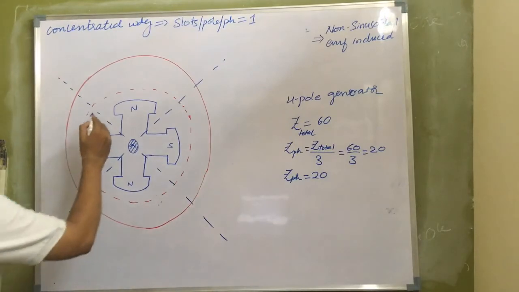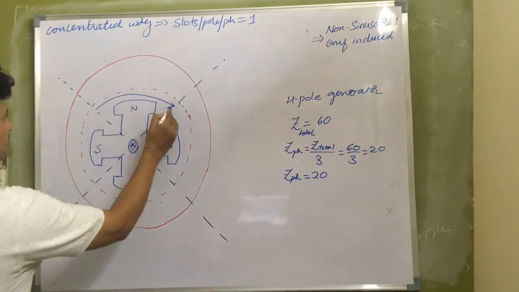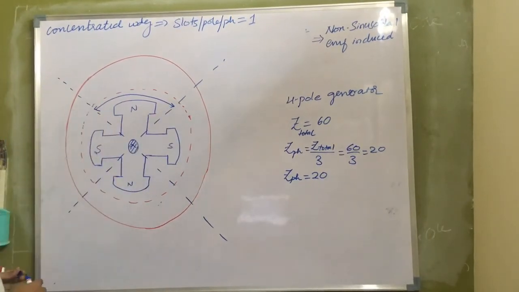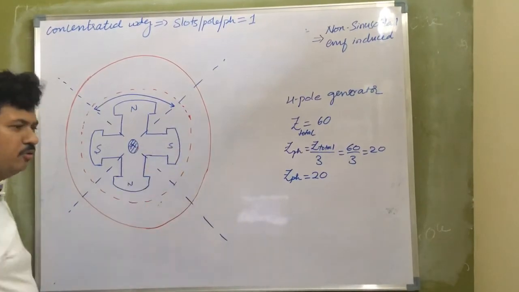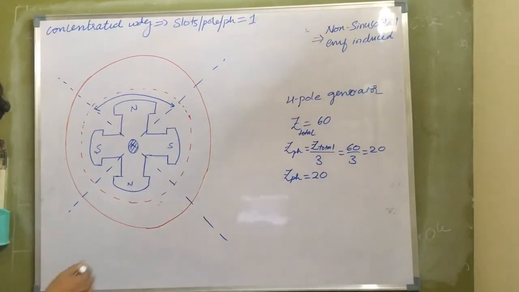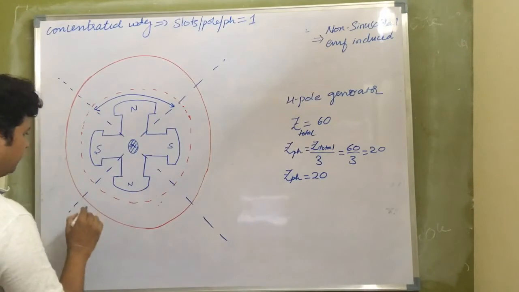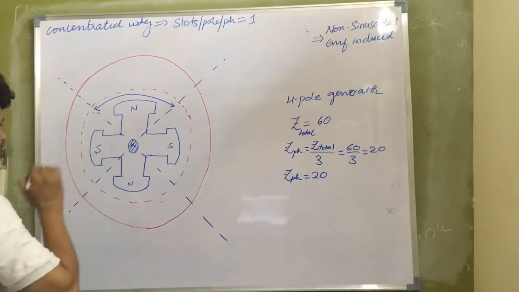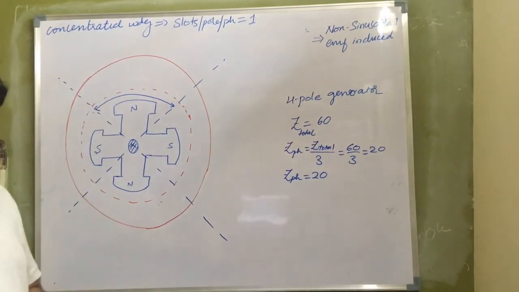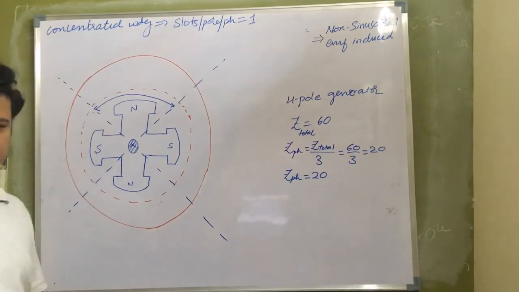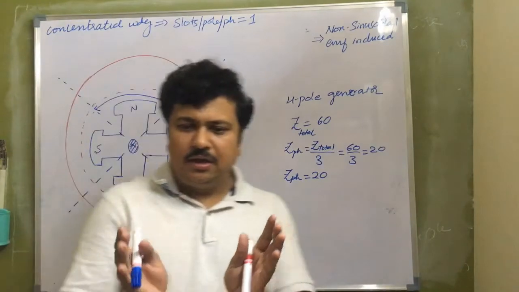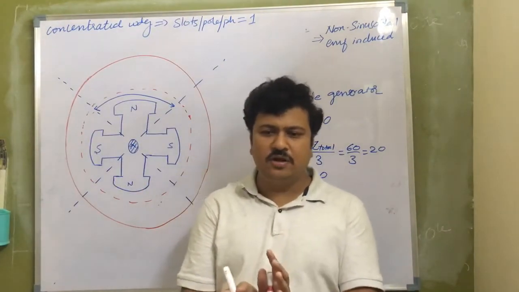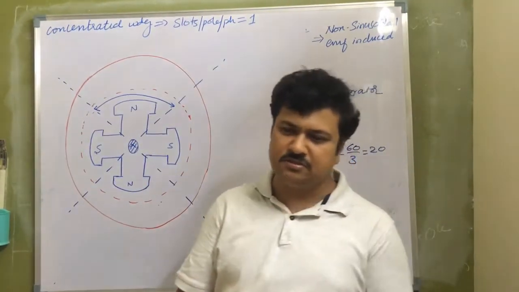So in this space of air gap, north pole will be having its influence. In this space of air gap, this south pole will be having its influence. In this space of air gap, this north pole will be having its influence. In this space of air gap, this south pole will be having its influence. So the space in which a field pole is having its influence is called one pole pitch.